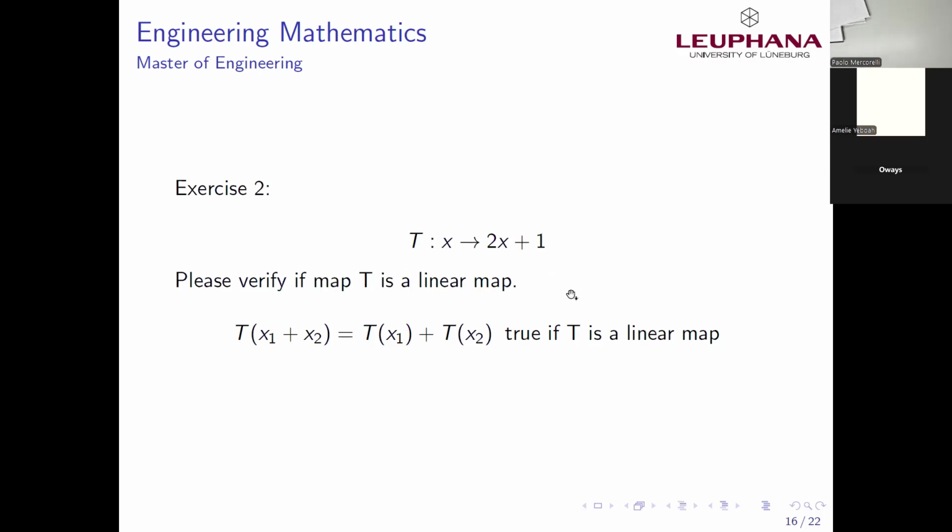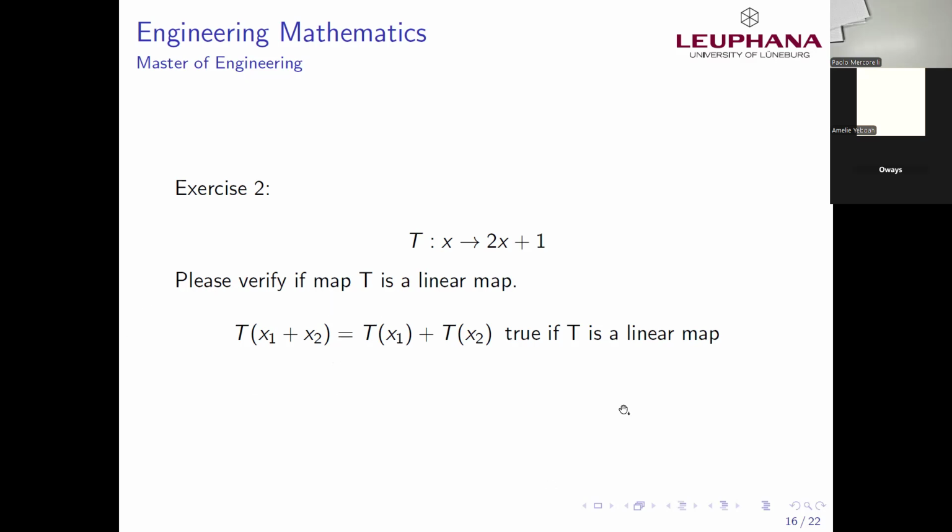Look at this. This is more difficult. Is it linear or not linear? It is not linear, but almost linear. We say this is affine, linear affine. We have to verify this.